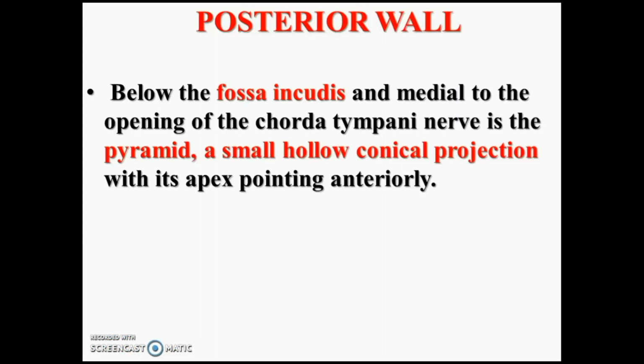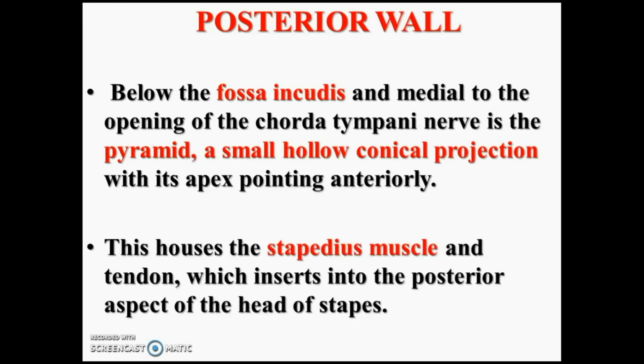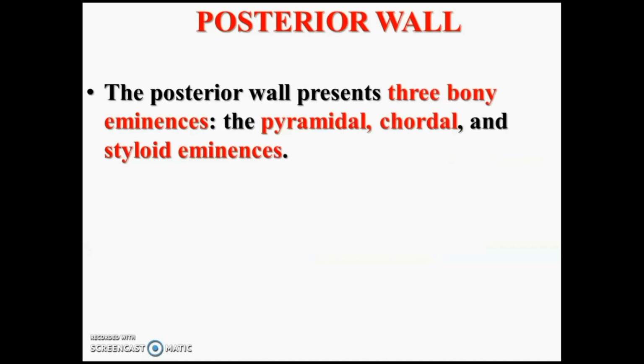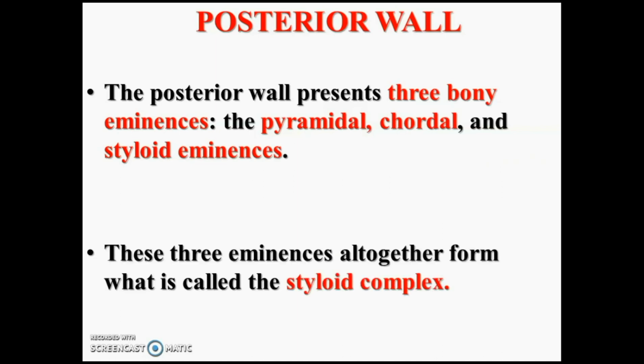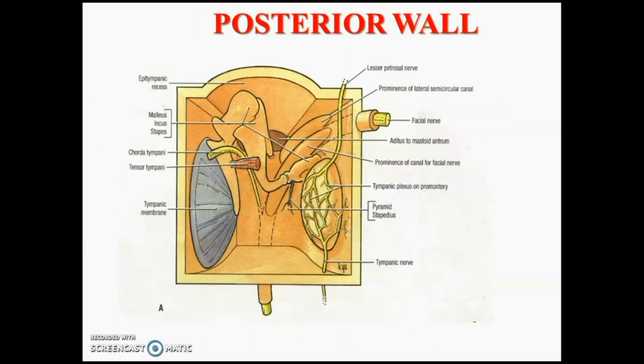So below fossa incudis, medial to the opening of chorda tympani nerve, there is a pyramid. A small hollow conical projection is called as pyramid, medial to the facial nerve. And posterior wall presents three eminences. It presents the eminences, ridges and spaces there. And these three eminences, pyramidal, caudal and styloid, together called as the styloid complex.